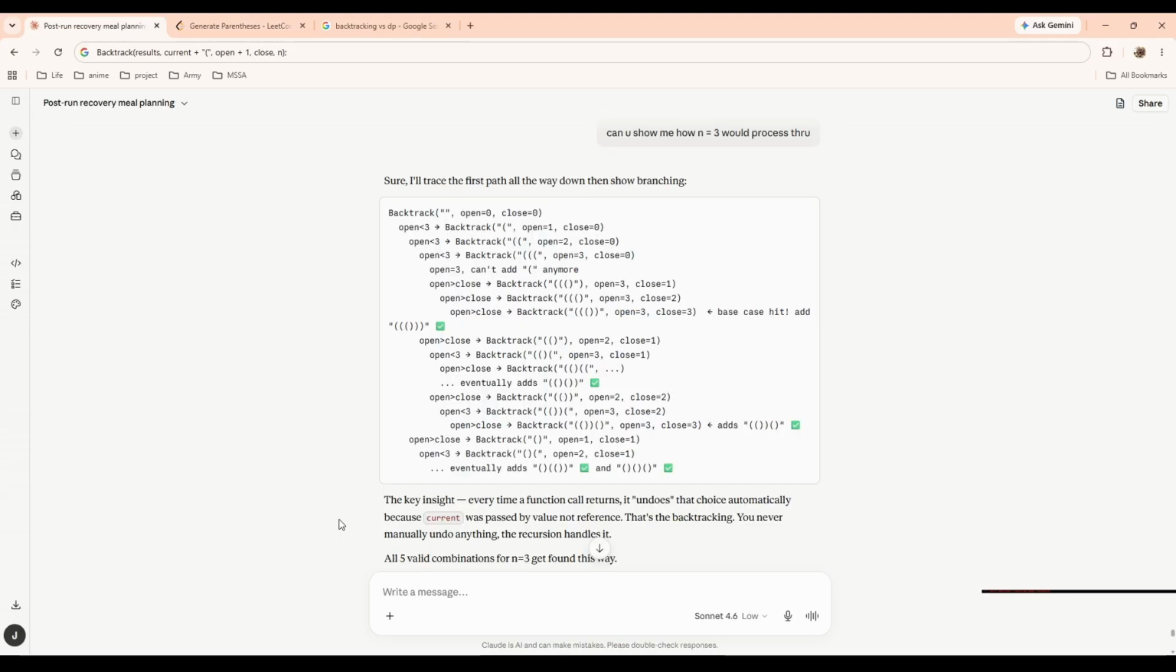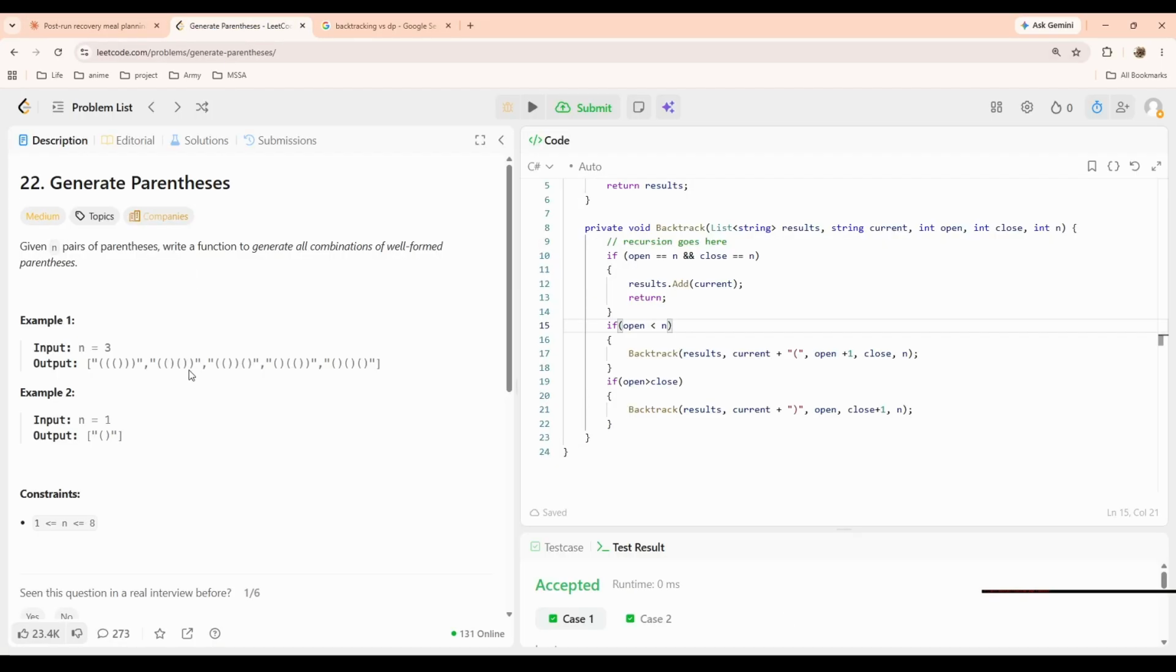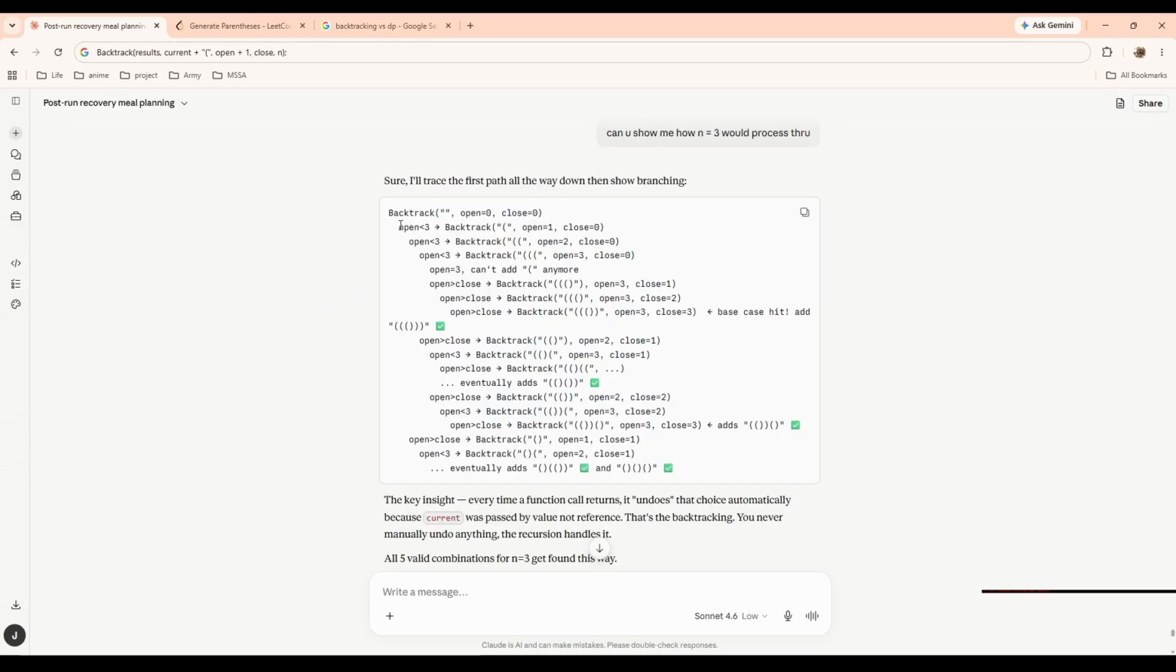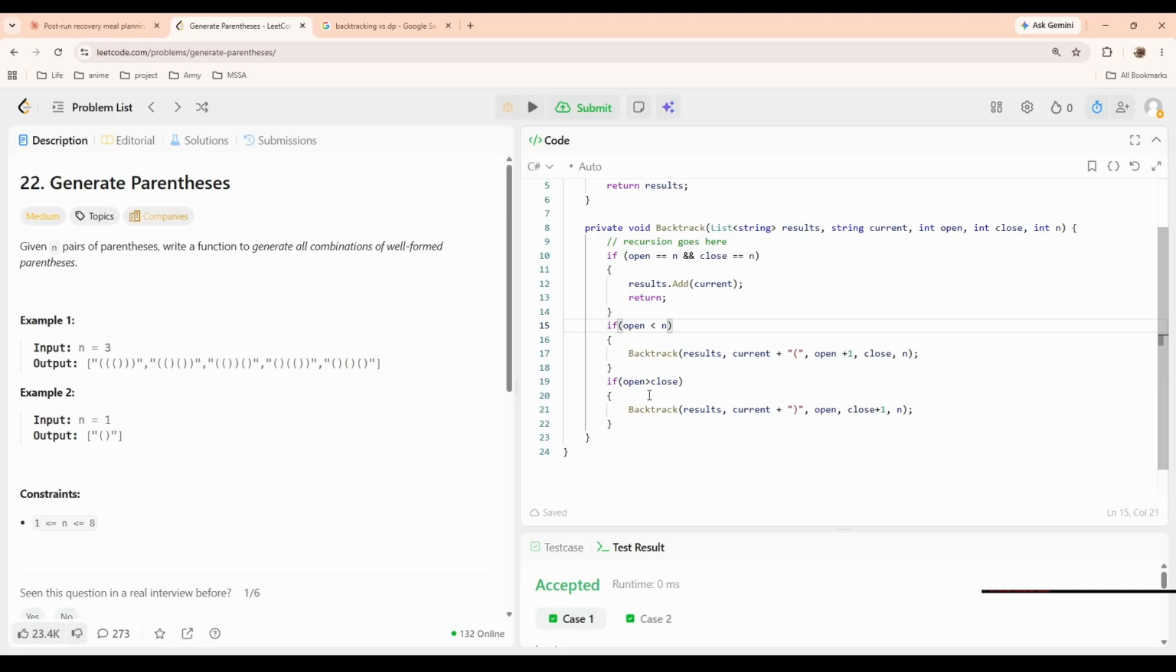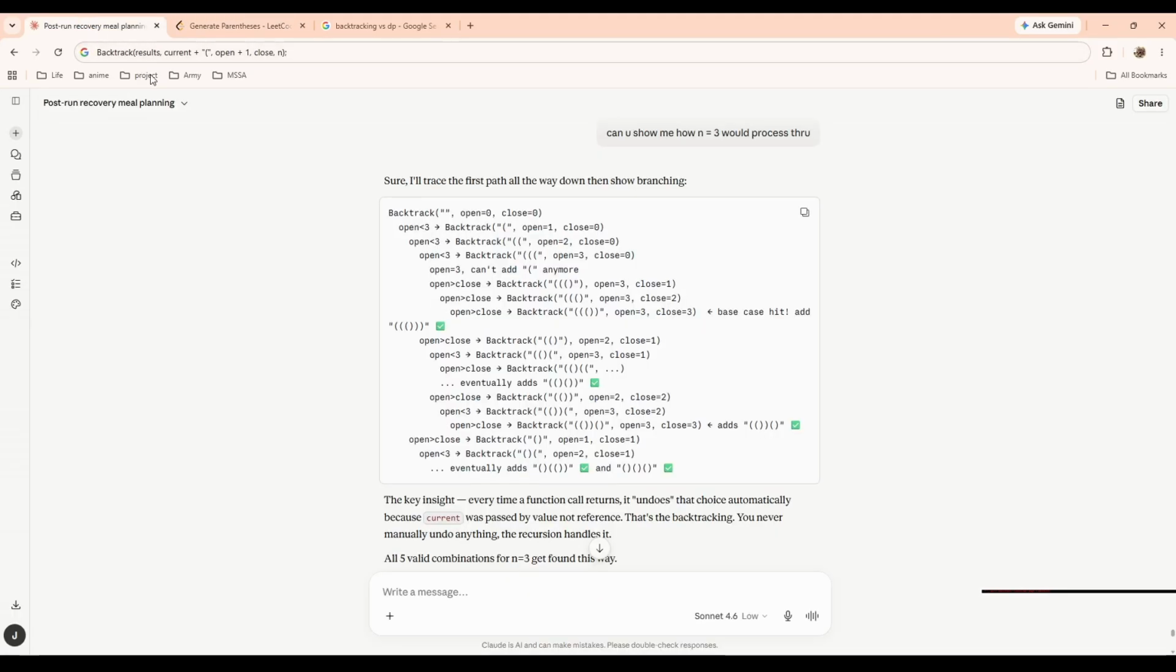I think a good way to test the understanding is running through the example that they gave us, which is n equals 3. So we start with basically an empty string. And because open, which starts at 0, is less than 3, we add a bunch of opens, and then we get to open equals 3. And because open is equal to 3 now, we have to move on to the next part. It's not less than, so we have it right here where we have to start worrying about the closing parentheses, and so we start adding the closing parentheses.